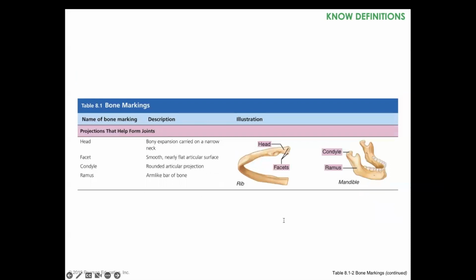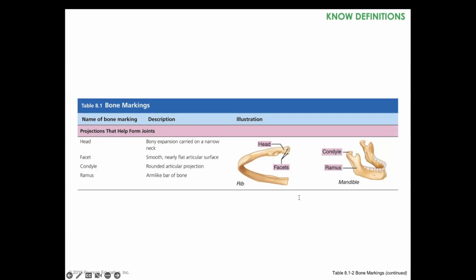So the next category we have is projections that help form joints. One word you'll hear me talking a lot about in these next couple of lectures is the word articulation or articular. That just means, again, that there are going to be two or more bones coming together to form a joint. And remember, where we have a joint, we're also very likely going to see hyaline cartilage, which is going to be more specifically articular cartilage.